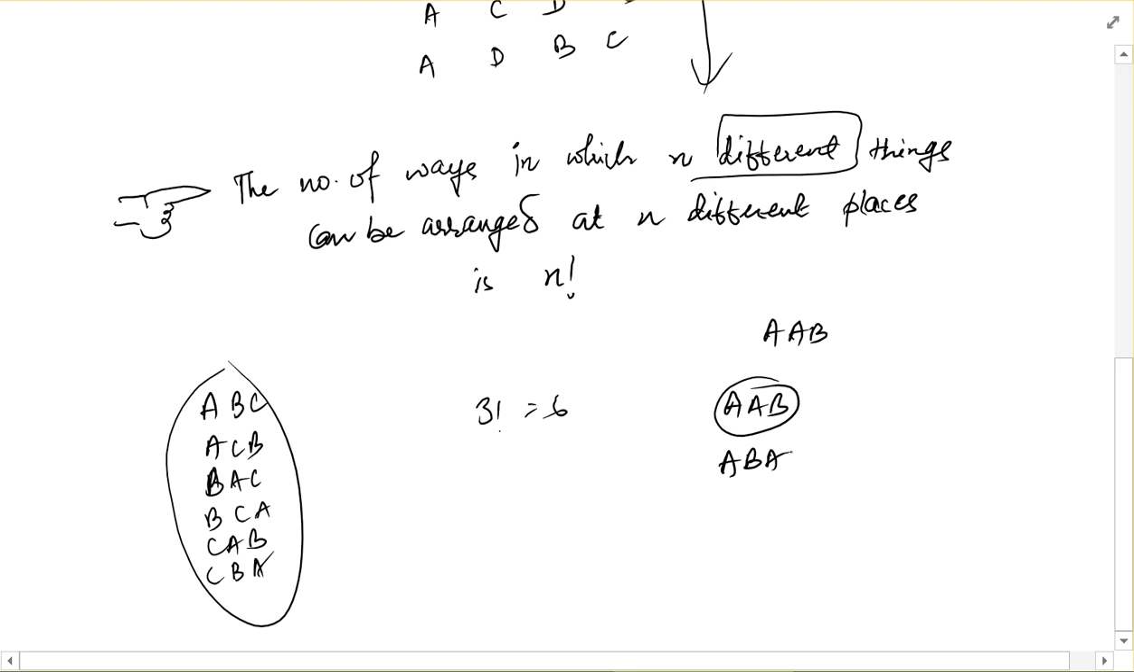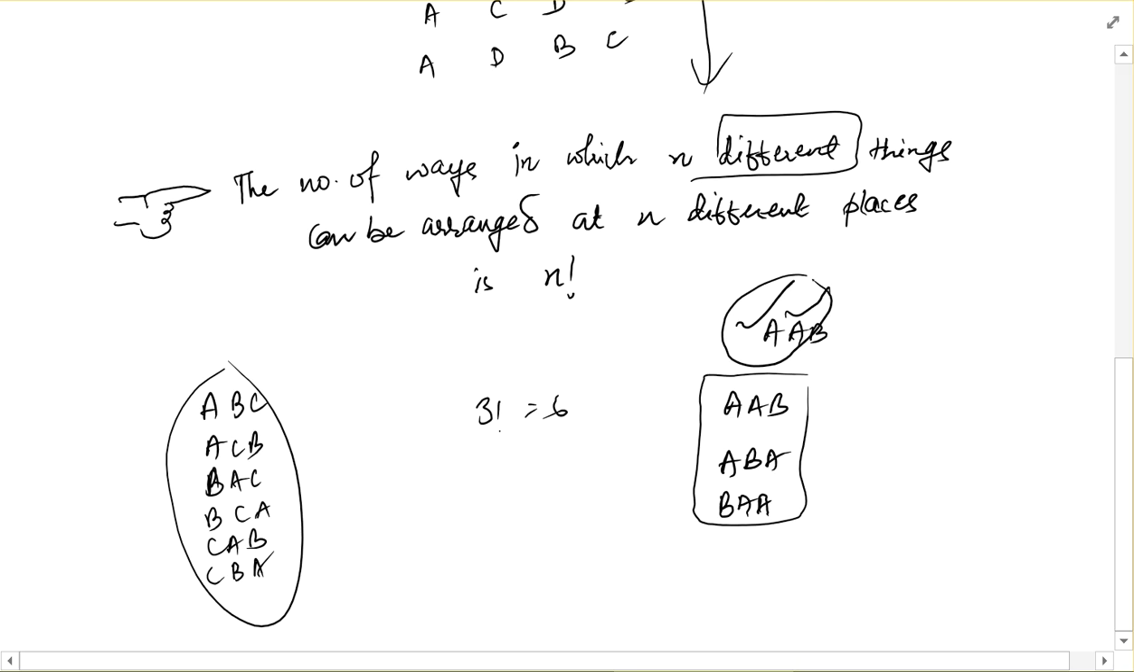Okay. Then B, A, A. Only three arrangements will be there. When repetitions are there, the number of arrangements decreases.